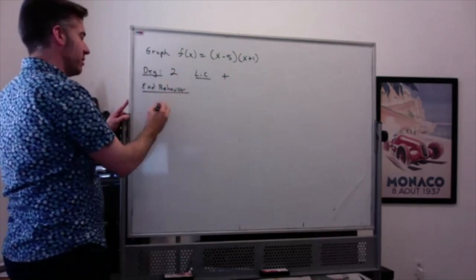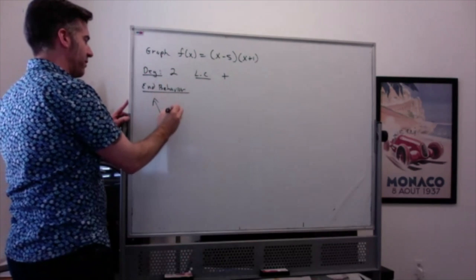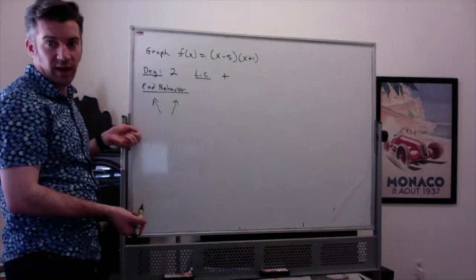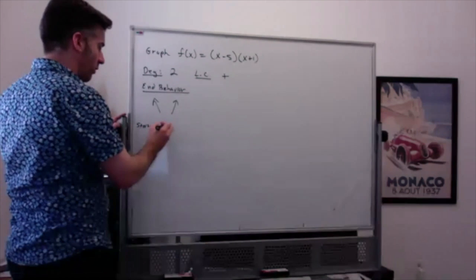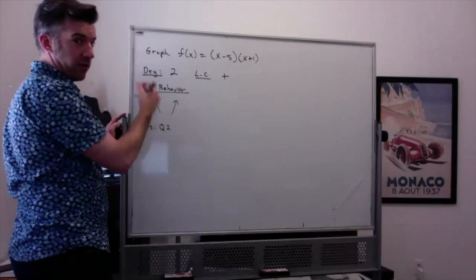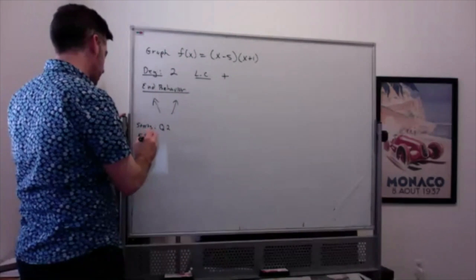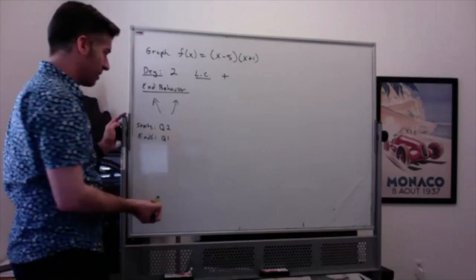So my leading coefficient is positive. My degree is even. So my end behavior is up on the left and up on the right. That's usually the way I draw it. You can say it also starts in quadrant 2, the upper left quadrant, and it ends in quadrant 1.